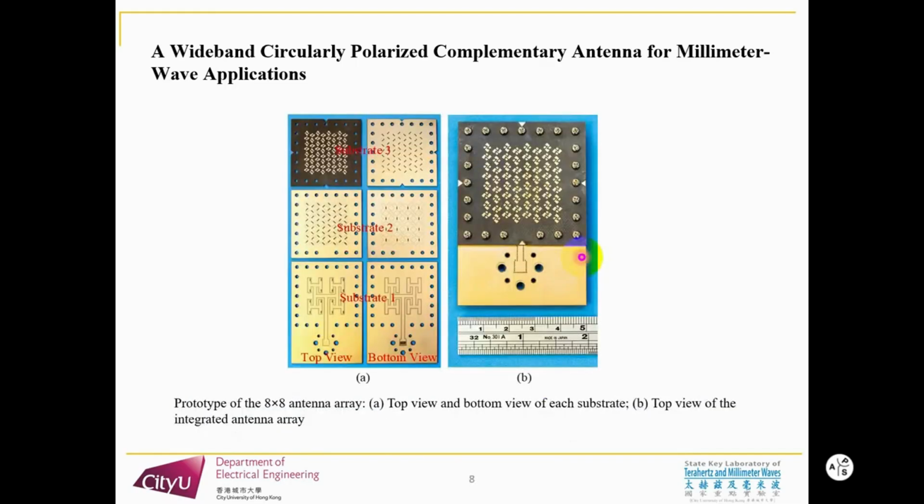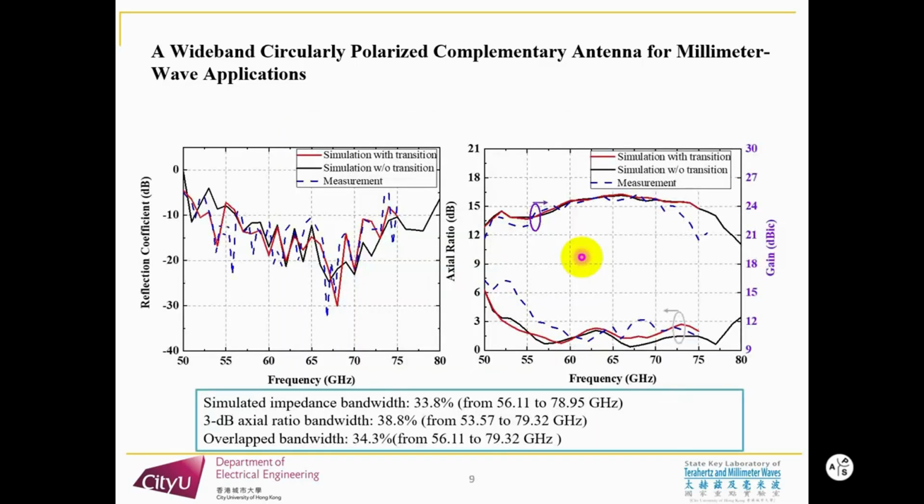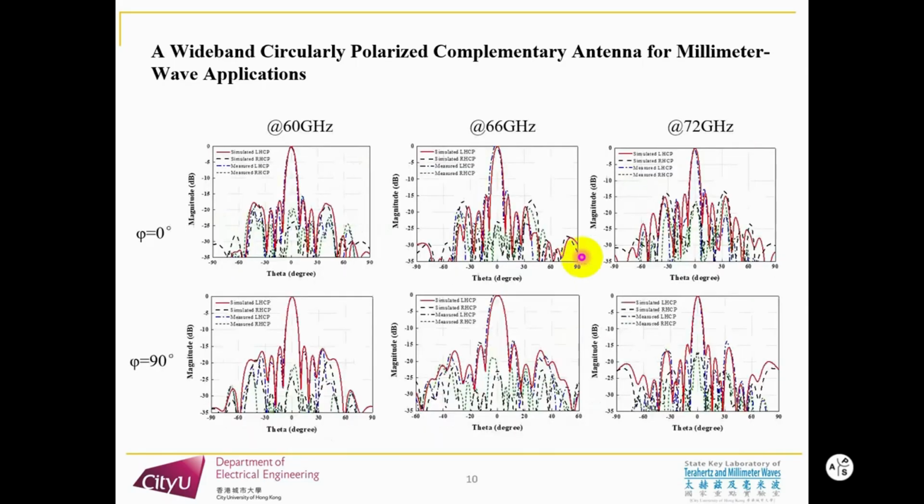This is the prototype of the 4-by-4 antenna array. The simulated impedance bandwidth is about 33.8%, from 56.11 to 78.95 GHz. The 3 dB AR bandwidth is about 38.8%, from 53.57 to 79.32 GHz. The overlap bandwidth is about 34.3%, from 56.11 to 79.32 GHz. These are the radiation patterns of the proposed 4-by-4 antenna array.